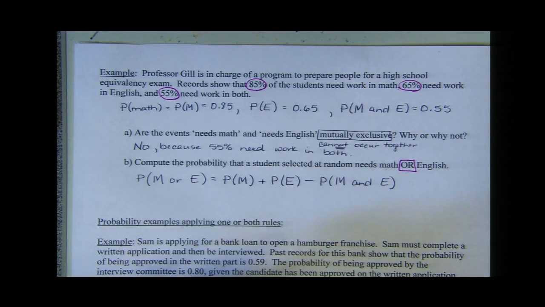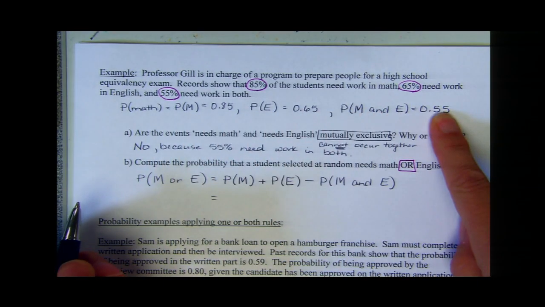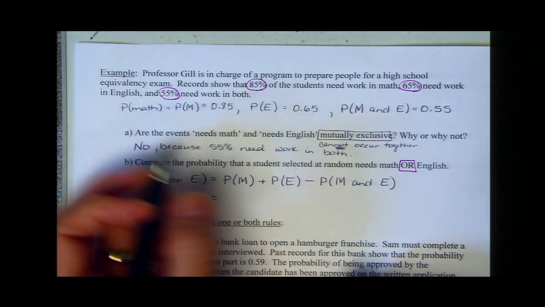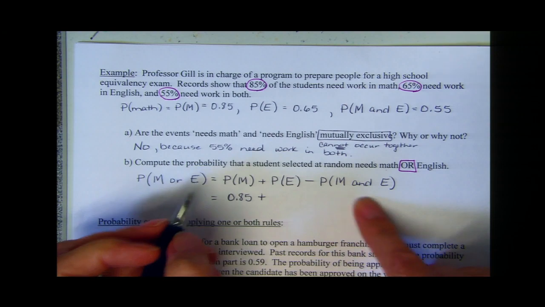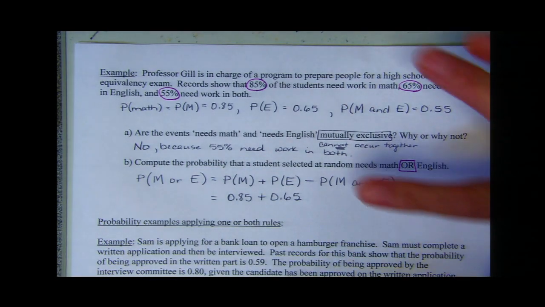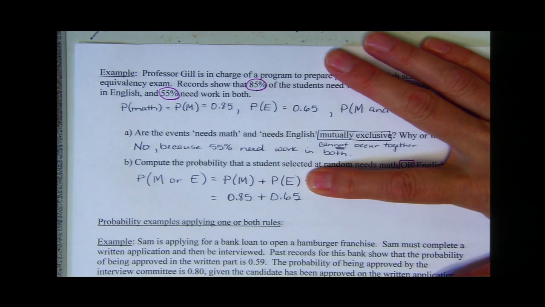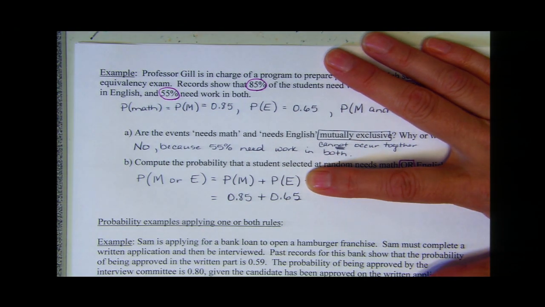So now I'm just going to substitute these probabilities that we defined. The probability of math was 0.85. The probability of English was 0.65. Now, a lot of times students will neglect or forget to do this part. Well, there's a problem with that. One, it's not correct. But what happens when I add 0.85 plus 0.65? They would tell me the probability then would be 1.5.